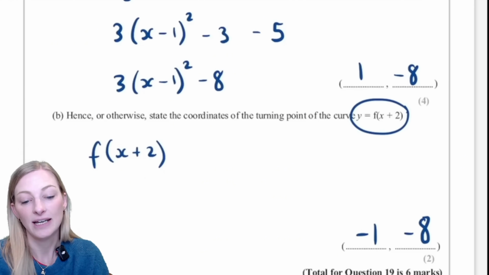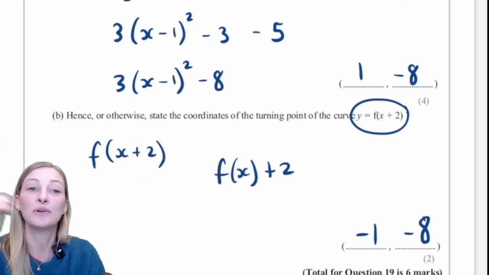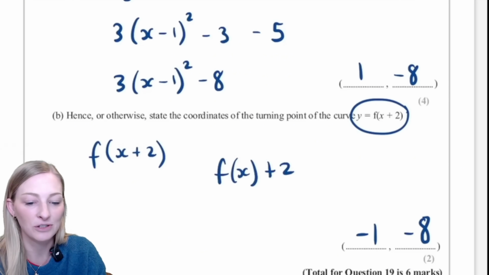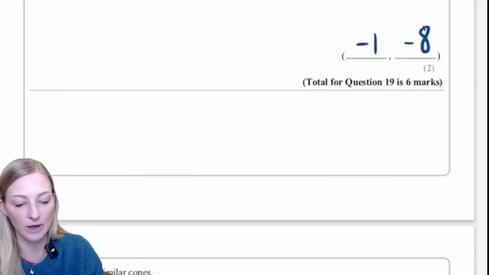minus 8. If it was f of x, add 2, that would go up 2, because outside the bracket affects the y direction and does what you would think. Plus 2 feels like it should go up, right? So there we go, just a little bit of transformations of functions for you as well.